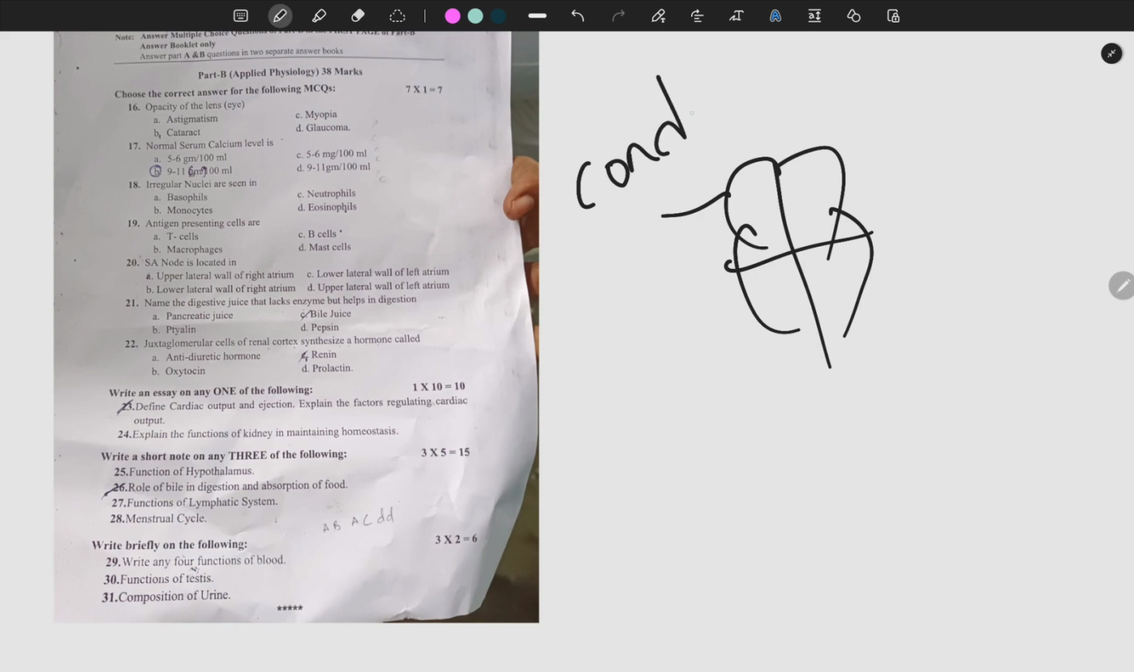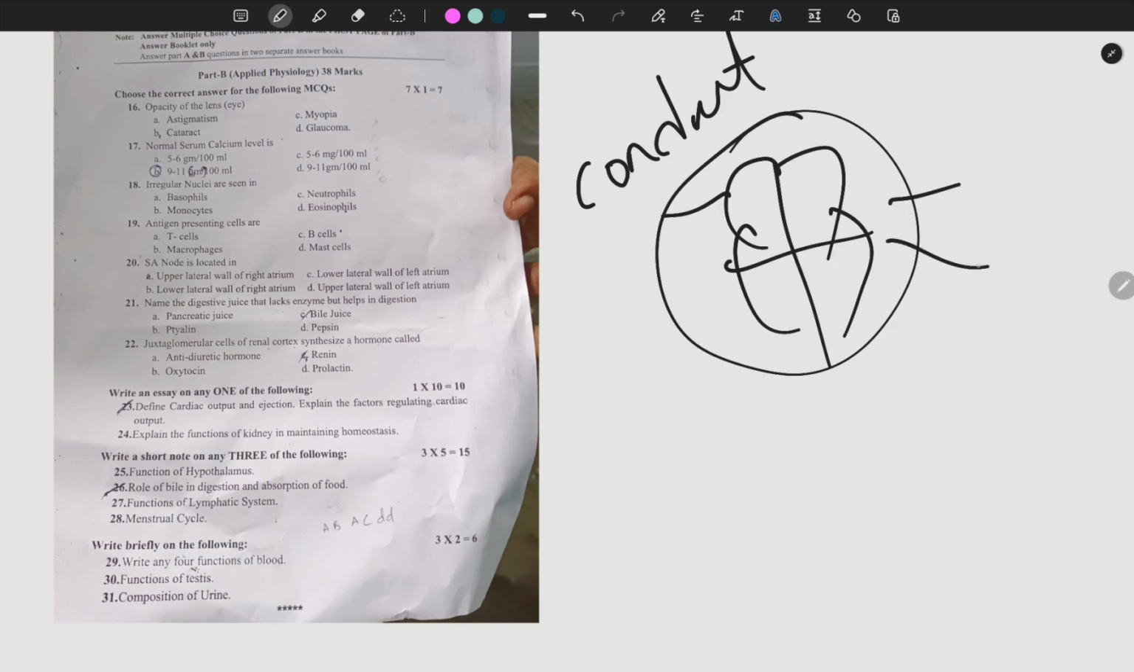So the next one is define cardiac output and ejection. Explain the factors regulating cardiac output. So here you have to write about the normal structure of the heart and the conducting system. Okay, how the heart functions. Okay, and how much ml of blood will be ejected from each cardiac beat. Okay, in each cycle how much ml. Okay, that is cardiac output and stroke volume.